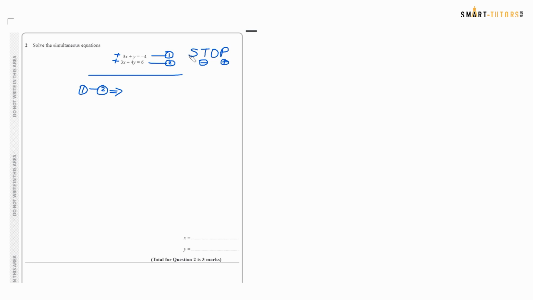So when I am taking the first equation minus second equation, 3x and 3x cancelled out, y take away minus 4y equal minus 4 take away 6. So y plus 4y, 2 minuses becomes plus. So minus times minus is plus, equal minus 10. So 5y equal minus 10. So y equal minus 2. So I got the answer y equal minus 2.